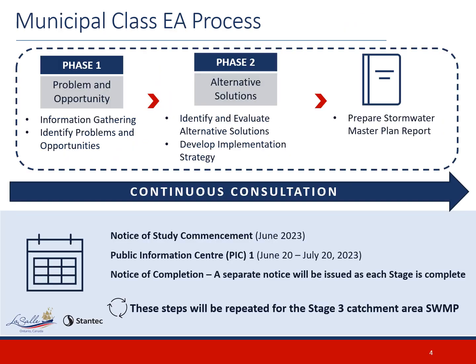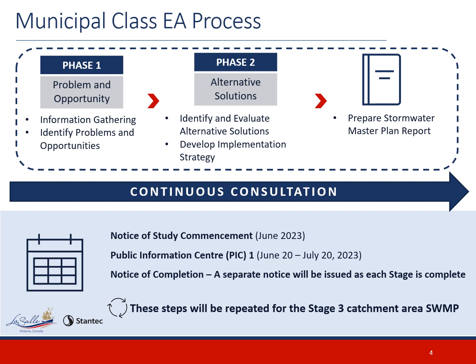The Municipal Class Environmental Assessment, or MCEA, is an approved process under the Ontario Environmental Assessment, or EA Act, and includes 5 planning and design phases. This study is being undertaken in accordance with Approach Number 2 of the Master Planning process. Phases 1 and 2 of the MCEA process will generally be addressed through this study. Phase 1 is information gathering and identifying problems and opportunities. Phase 2 is identifying and evaluating alternative solutions and developing an implementation strategy.